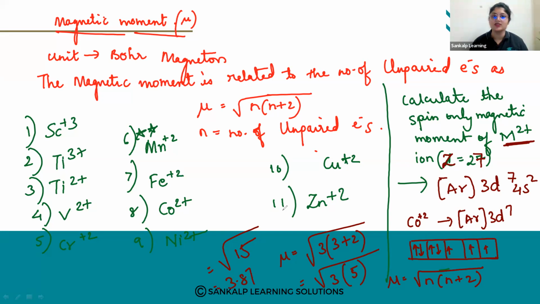Okay, so like this. Understood? Everybody got it? Yes. Good. So it is 3.87 bm. So like this you have to solve it. Understood? This is the correct form of solving it. I hope this is clear. Okay, so we'll go for the next.